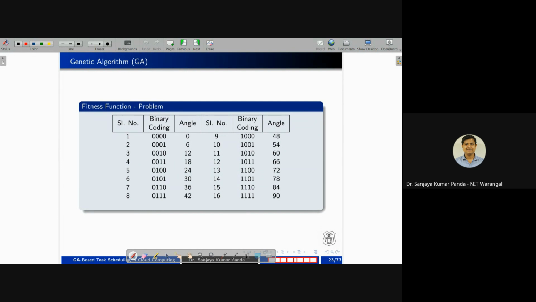Somebody can say the angle is equal to 5. If the angle is 5, you have to choose the upper one. Suppose the angle is 78, that is already there. If the angle is, say, 82, you will choose the code 1 1 1 followed by 0. That is the binary encoding you have to use when you represent the chromosome.